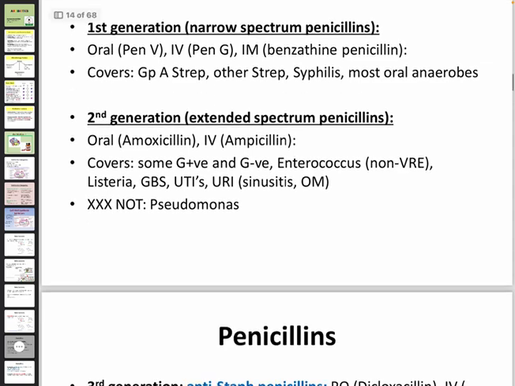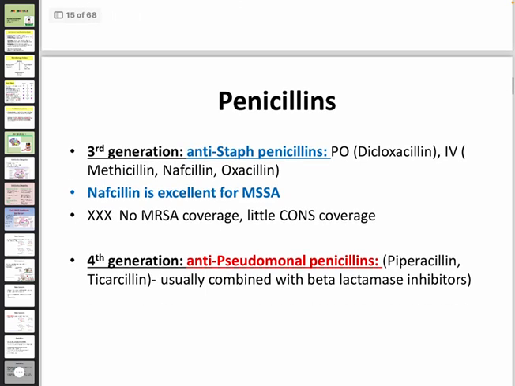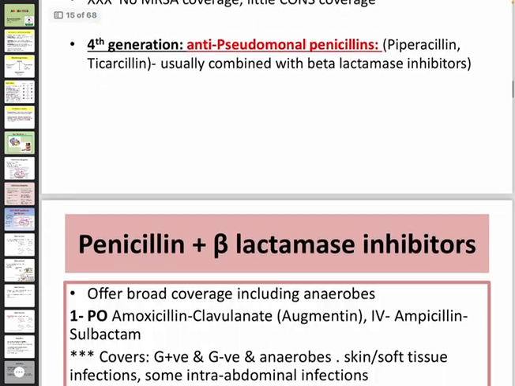Third generation penicillins, or what we call anti-staph penicillins, like dicloxacillin, methicillin, nafcillin, and oxacillin, are excellent for methicillin-sensitive Staphylococcus aureus. They don't have any coverage against MRSA, or methicillin-resistant, and they don't cover Staph epidermidis or CoNS, which colonizes our skin. Fourth generation penicillins like piperacillin and ticarcillin, when we use them along with beta-lactamase inhibitors, do cover a more extended spectrum, like Pseudomonas. Okay, so penicillin with beta-lactamase inhibitor.